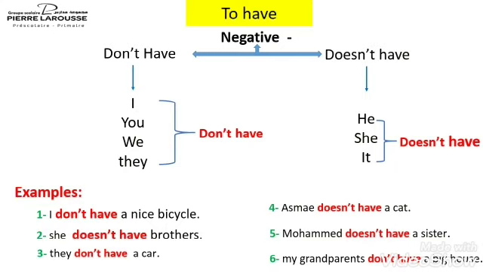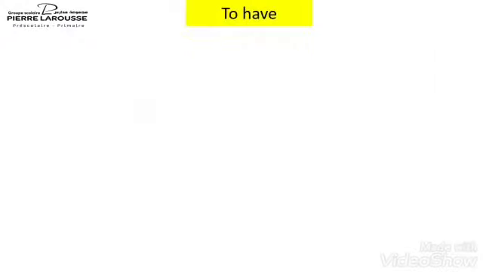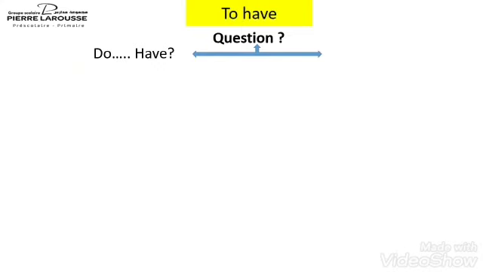Now we are going to move to the last part, which is about the question, which means the interrogative form. Here we are going to see how we use the verb to have in a question. So this is the verb to have in a question. Do, for example, plus the subject pronoun: do you have, do I have, do we have, and do they have. Next, does: does he have, does she have, or does it have?